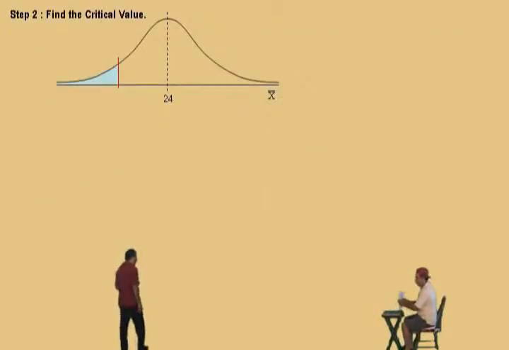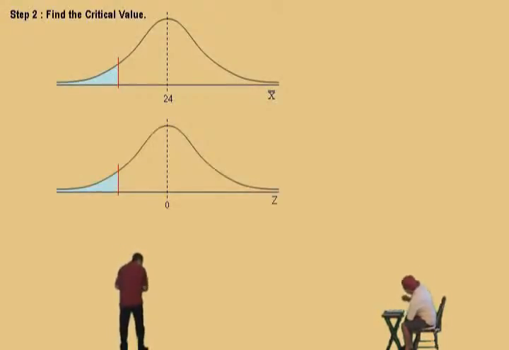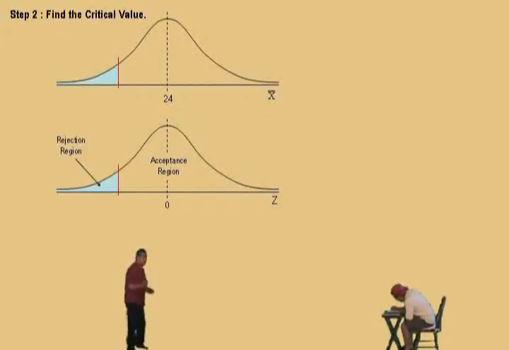Find the critical value, okay? Now remember, everything's going to be translated to z values, okay? The middle region is always the acceptance region. The tails is always the rejection region. Remember, if a test value falls in the acceptance region, you accept H naught. If it falls in the rejection region, you reject H naught. Okay, now the critical value separates the two regions.